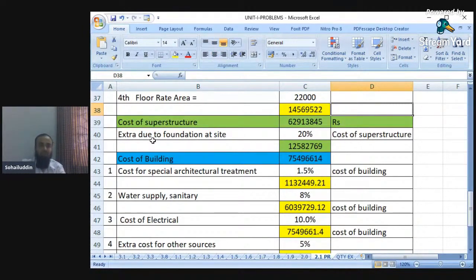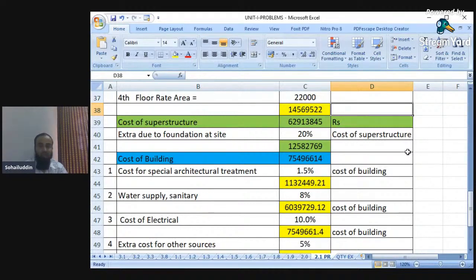Next is extra due to foundation at site. It has been reserved for 20%. So 20% of this 629913845, 20% of this, it comes about 12582769. That is cost of foundation. Then cost of building is nothing but cost of superstructure plus cost of foundation. Addition is nothing but the cost of building. Simple. Substructure, superstructure. Substructure here is foundation. Superstructure is nothing but ground floor plus first plus second plus third plus fourth floor. So substructure plus superstructure is nothing but the cost of the building.